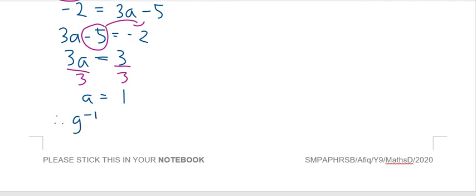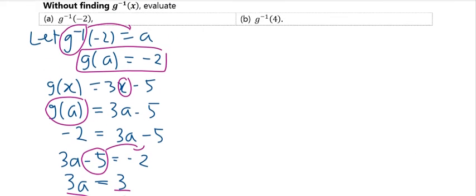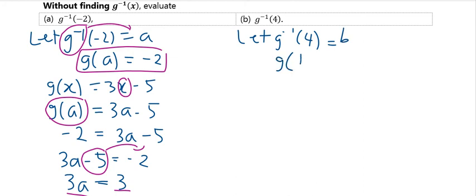g inverse of negative 2 equals 1, because here you replace a with this one. You know it already from your first part of the statement. Okay, next one, the same idea applies. Let's just use another letter. Let g inverse of 4 be b. Then you have g(b) equals 4. You can use this later.